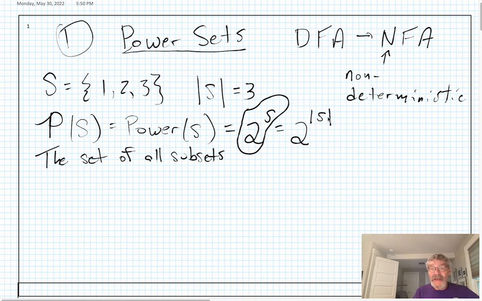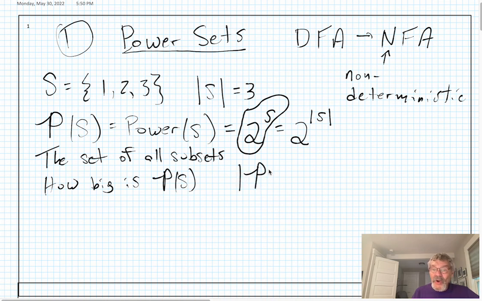The reason this notation comes up, where we say 2 to the S or 2 to the absolute value of S, is that in this situation you could put a 3 over here. If I were to ask you how big is P of S, which is another way of saying how many elements are there in the power set of S, it would be 2 to however big S is, which is 2 to the third, which is equal to 8.